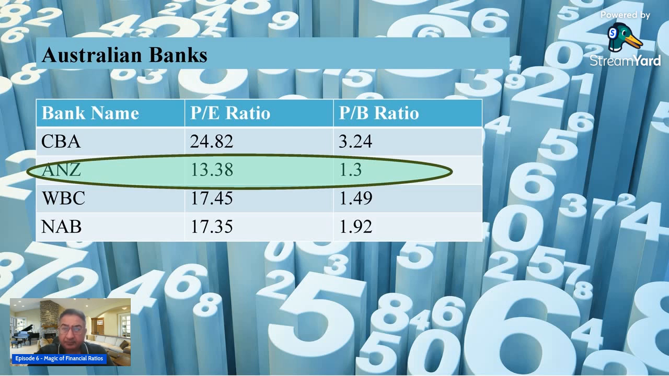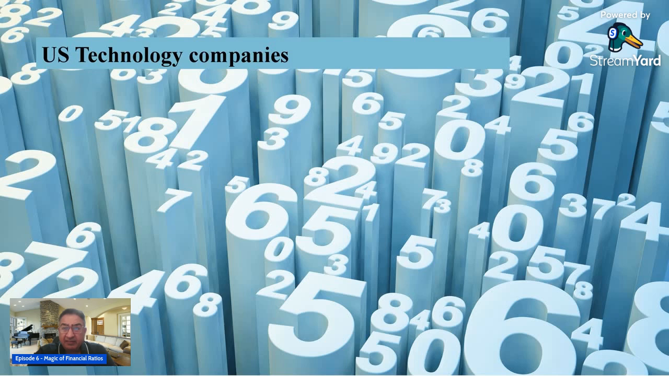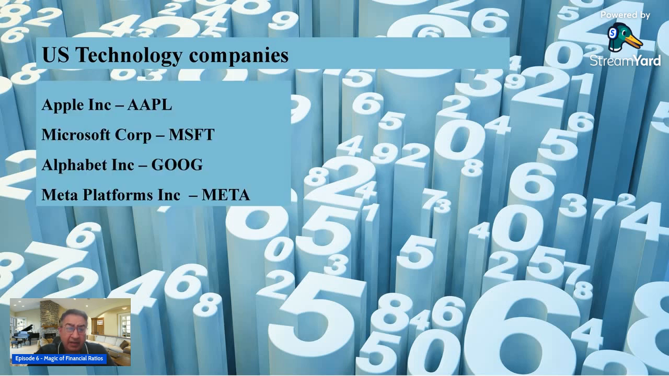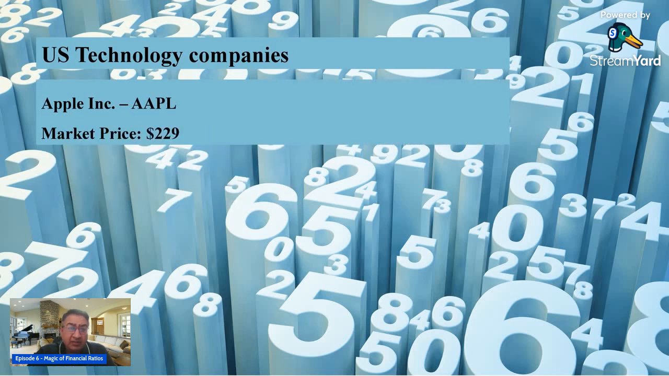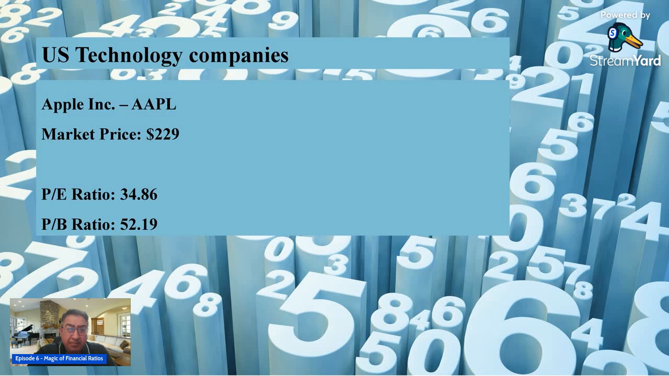to others. So let's look at the next set, which is the large US technology companies. A quick reminder, we will be comparing Apple, Microsoft, Alphabet, and Meta Platforms. So let's go. First, we have Apple, and as of this recording, Apple has a market price of $229. It has a PE ratio of 34.86 and a PB ratio of an astounding 52.19, quite large.